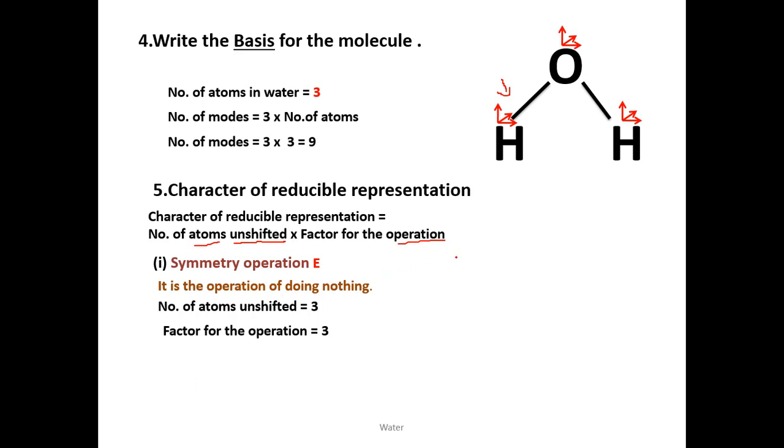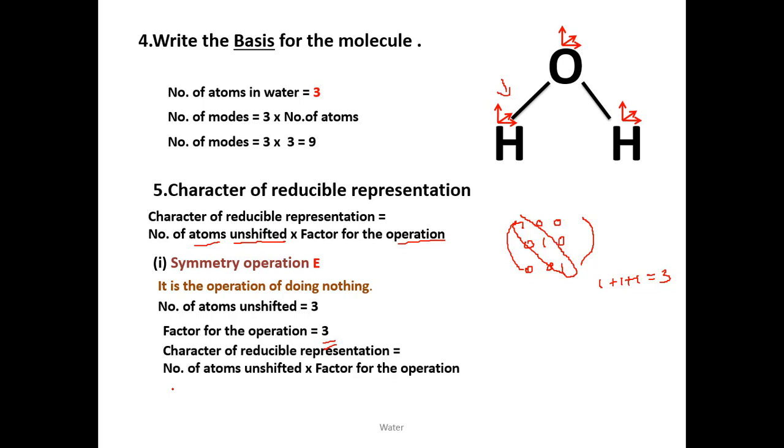And there is a reason for writing the factor as 3, because for identity the transformation matrix is 1 0 0, 0 1 0 and 0 0 1, and the sum of the diagonal elements will be 1 plus 1 plus 1 equal to 3, and that is how you get the factor as 3. The character of the reducible representation is equal to number of atoms unshifted into factor, and so 3 into 3, and it will be equal to 9.